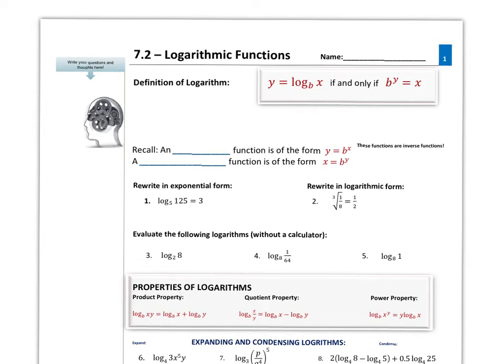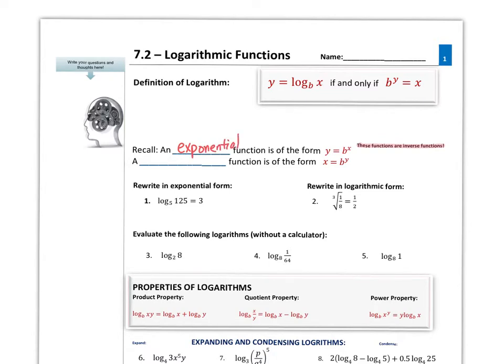Okay, this is lesson 7.2, logarithmic functions. For logarithmic functions, I need you to realize that the logarithmic and exponential functions are inverses of each other. Okay, so that's hugely important. An exponential function has basically x as an exponent.